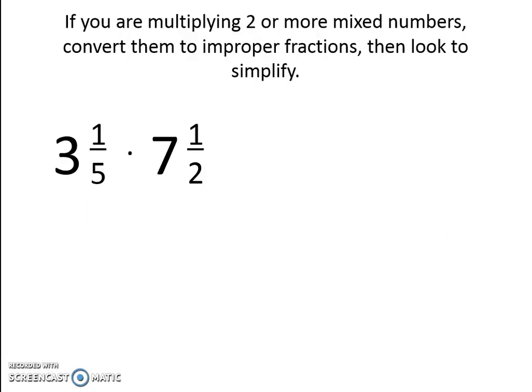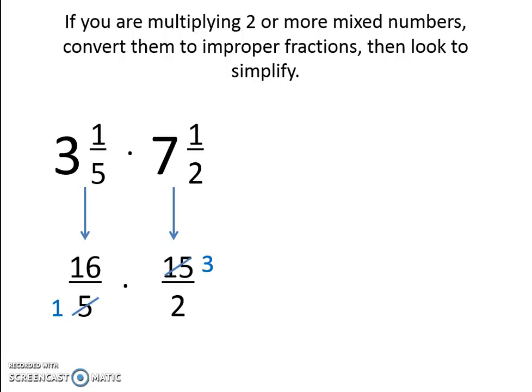Okay, let's try another one. First step, we need to convert 3 1/5 and 7 1/2 into improper fractions. 3 times 5 is 15, plus 1 is 16, so we have 16 over 5, and 7 times 2 is 14, plus 1 is 15, so we have 15 over 2.